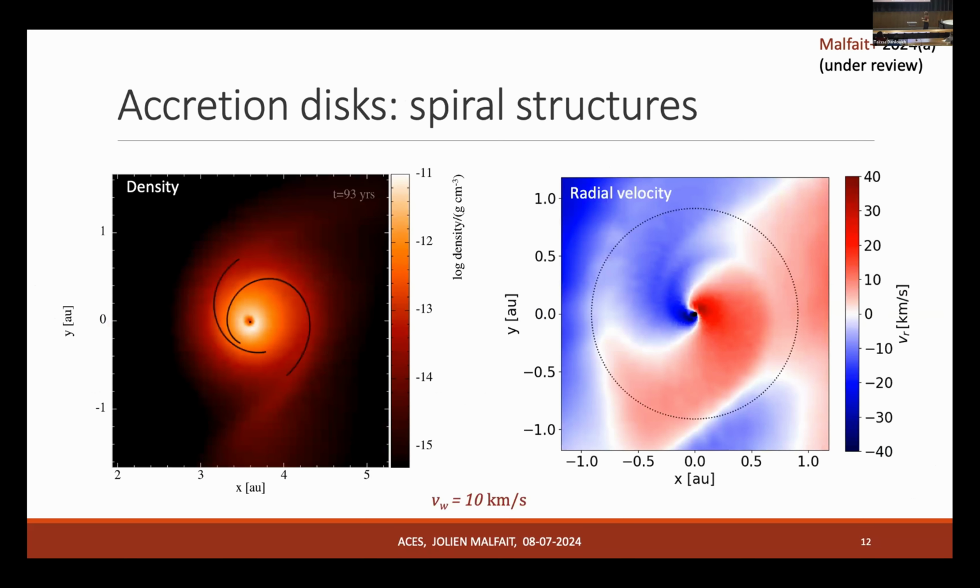And then we also see that there are some spiral structures in the disks. If I put them away again and put them again, they're not that easy to see, but we see them as density-enhanced structures.